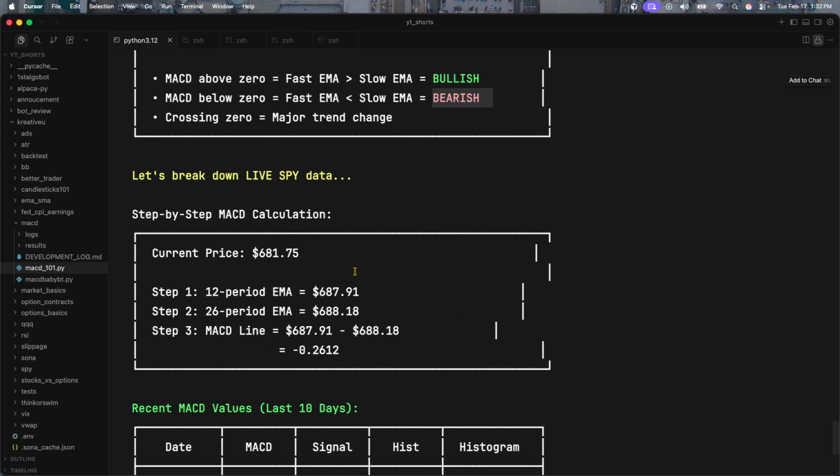So here's a live breakdown of being able to see the calculation step by step. So step one, we're going to take 12 minutes of the exponential moving average, and we're able to get, that's going to be 687.91.